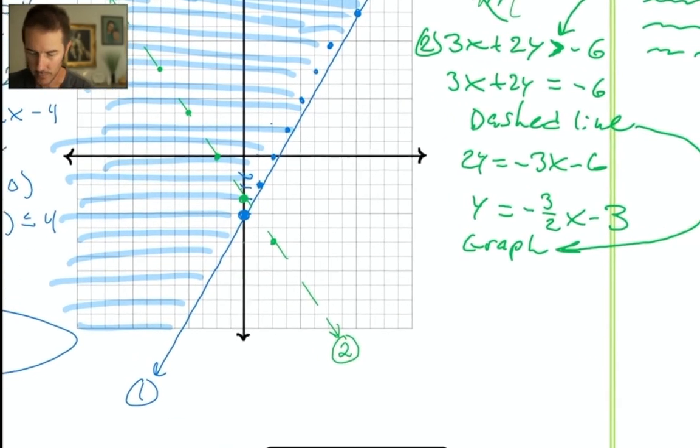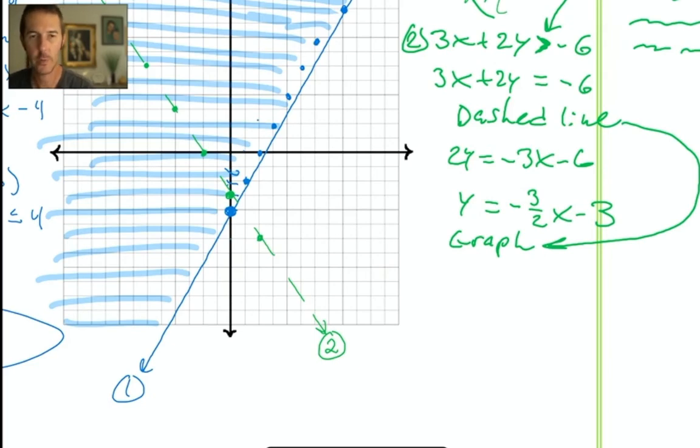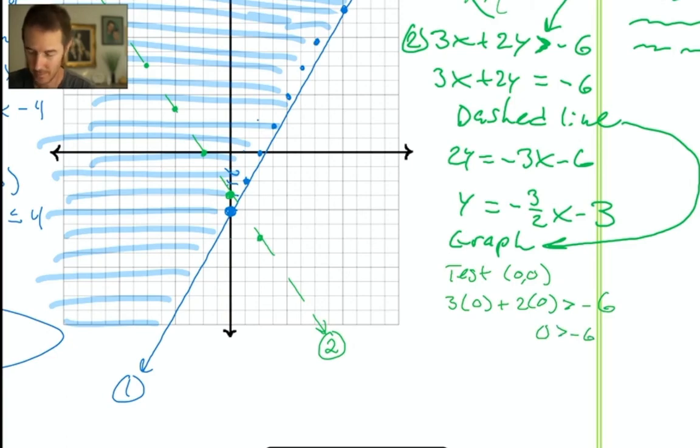And then let's decide where to shade. Can we test using 0, 0 again? Yes, because it's not on the line, it's not on the fence. We're looking in one yard or the other. Test 0, 0. So that is 3 times 0 plus 2 times 0 is strictly greater than negative 6. Is 0 greater than negative 6? It's not. Finally, that is false. So, shade the region that does not include the test point.